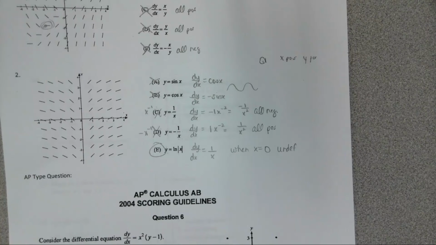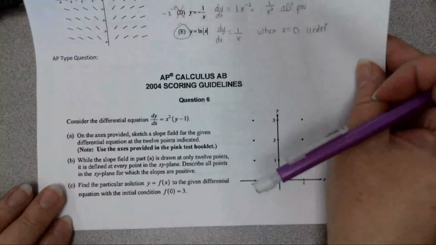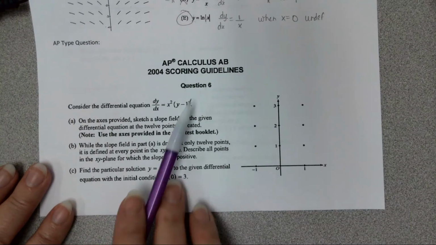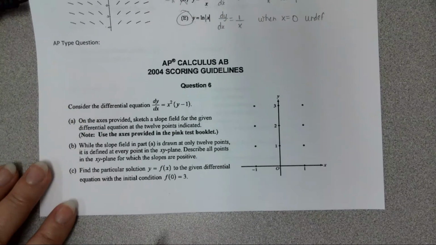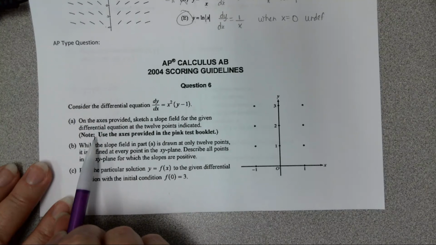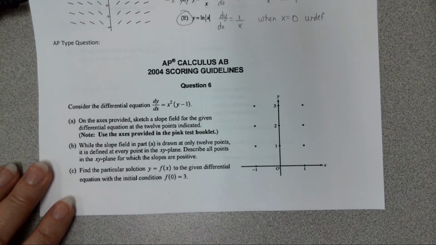AP question. Okay. So, I have the scoring guidelines with us as well, but let's take a look at this AP question. I actually suggest you hit pause right now. Give this AP question a try. This is from 2004, non-calculator question number 6. We're going to take a look at it. Now it says, on the axis provided, sketch the slope field for the given differential equation. Use the axis provided in the pink test booklet. So you're actually going to draw in your test booklet.